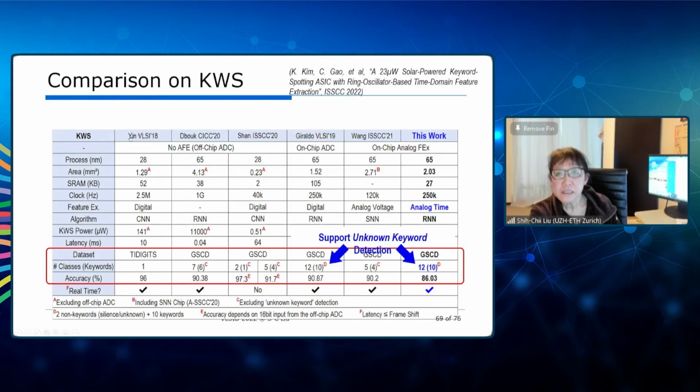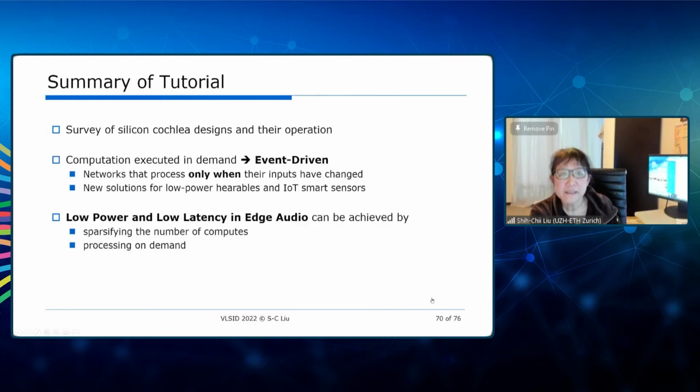There are also a few designs reported at ISSCC, VLSI or CICC that use the conventional digital feature extractor, also tested on the Google speech command data set. For example, this design over here. Ours, compared to the best one, also recognizes 12 keywords, and we have almost similar accuracy. We're happy because ours uses an analog front end.